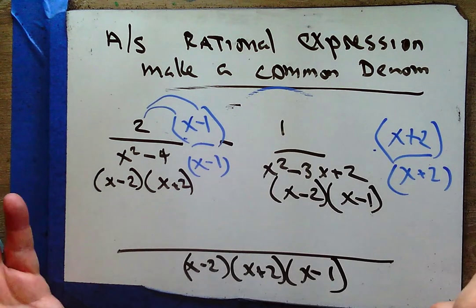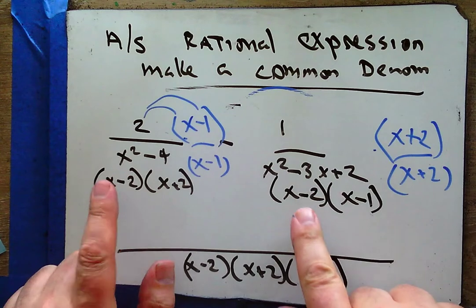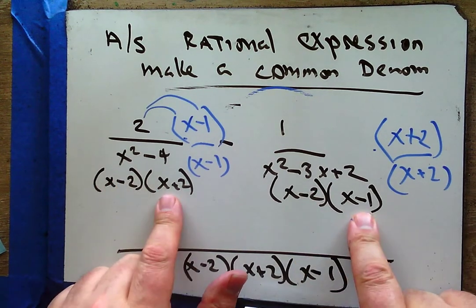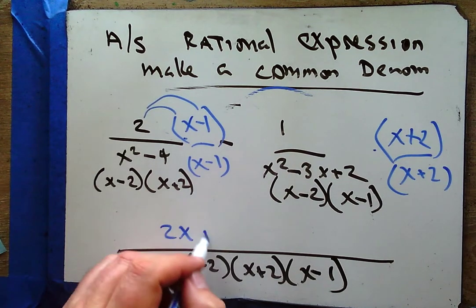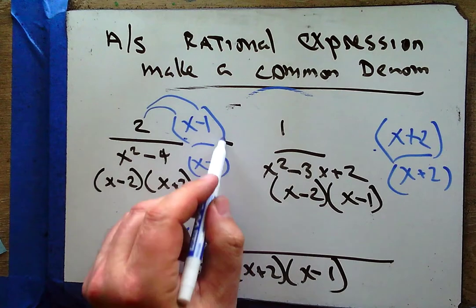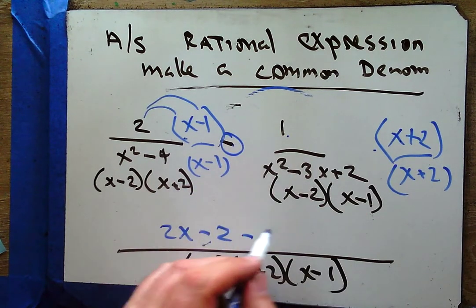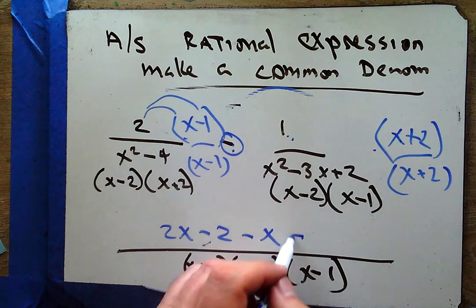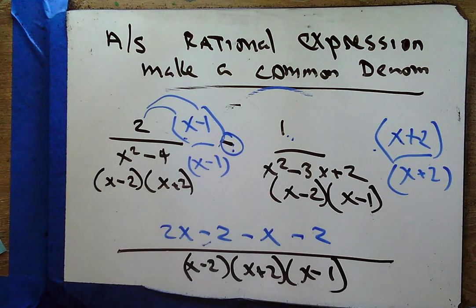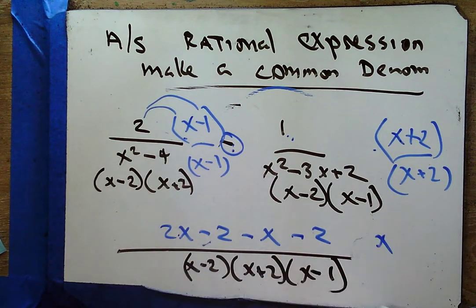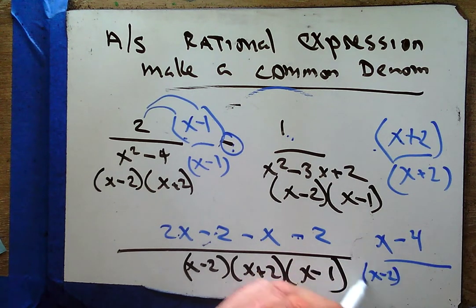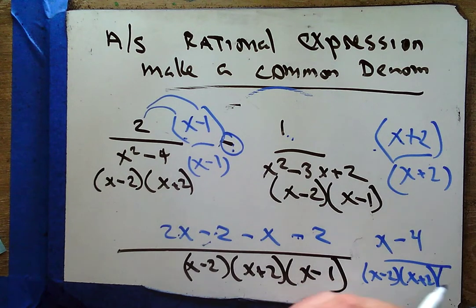Alright, so what do I have? Well, that's my common denominator, one of what they have the same, and everything that they don't have the same. Now I have to do that distributing I mentioned earlier on top. Oops, minus 2. Now we have a minus 1 times x and a minus 1 times 2. So when we combine these, what do we get? Well, 2x minus x is x, minus 2 is minus 4, over (x minus 2)(x plus 2)(x minus 1). And there's our simplified version.